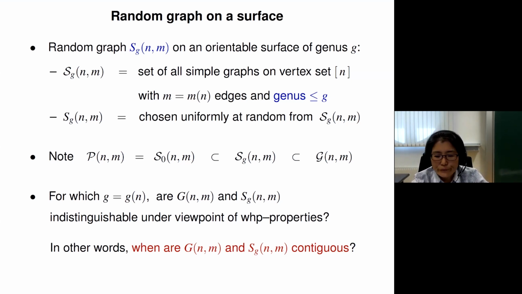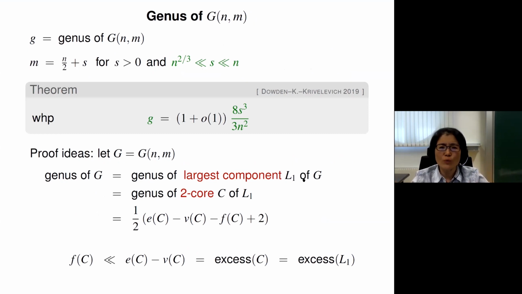To answer that, of course, we have to know more about the genus of G(n,m). Thanks to the classical result of Erdős and Rényi, we know that G(n,m) is not planar when the average degree is strictly larger than 1. But this is just one direction, so we have to study more. I first focus on the more difficult part, namely the weakly supercritical regime that we looked at earlier.